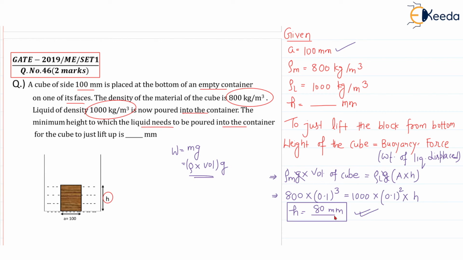Correct? So that means what is the minimum height? 80 mm is the minimum height to which the liquid needs to be poured into the container for the cube to just lift up, and that is from the buoyancy concept. Weight of the cube should be equal to the buoyancy force. Okay, thank you.